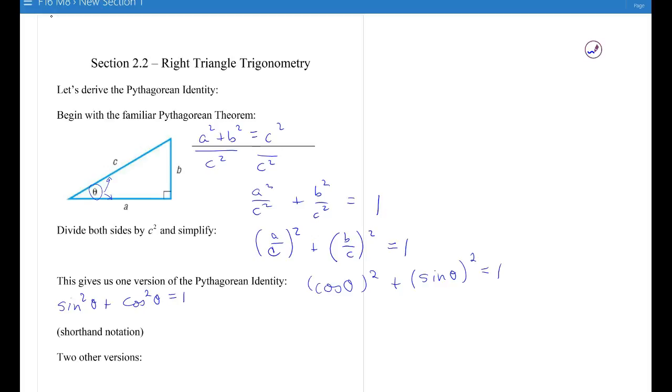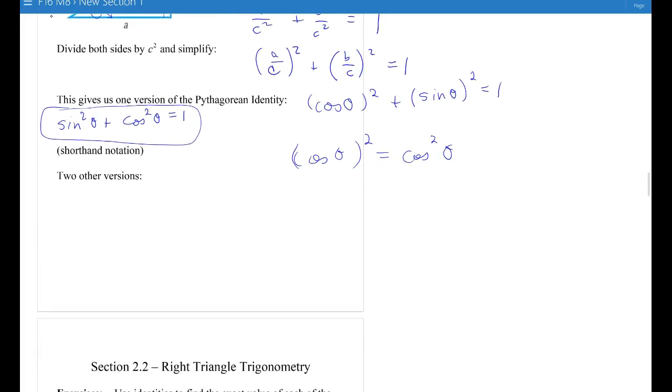So this is a notation. When you have cosine of theta quantity squared, you can write it more conveniently as cosine squared of theta and read it how you just heard me say it. So this is the most important identity in trigonometry. We'll use it over and over and over and over. So let's figure out two other versions of it.